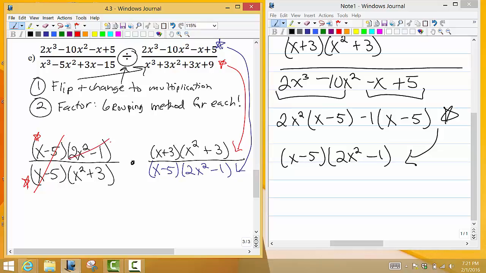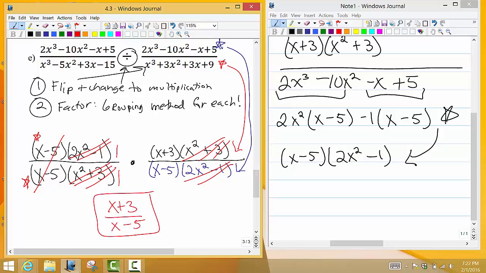We have a 2x minus 1 here and a 2x minus 1 here. We have an x plus 3 here and an x plus 3 here. So if I multiply across, technically I'm left with 1 and 1 for all of this. And if I multiply across, 1 times x plus 3 is x plus 3. 1 times x minus 5 is x minus 5. So this would be our final answer, and it's reduced to lowest terms.